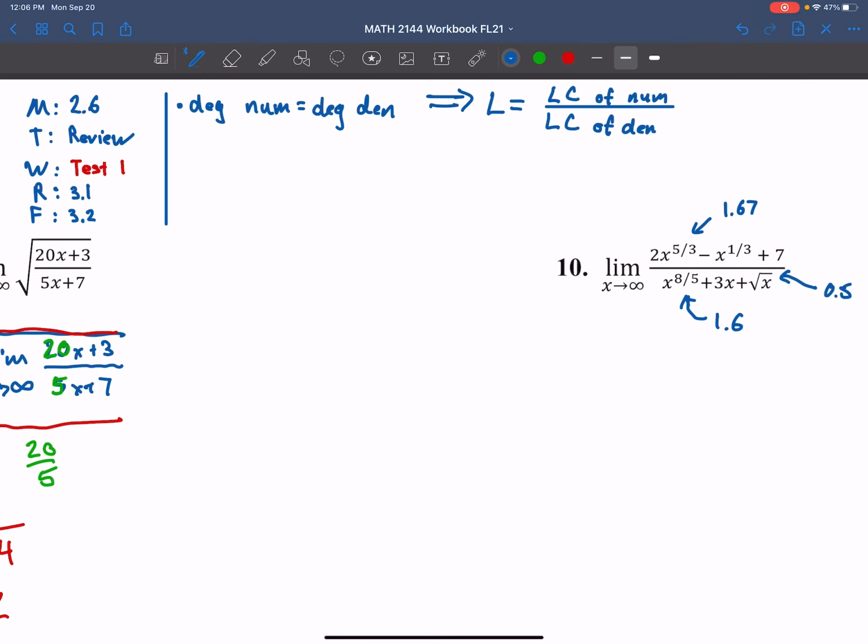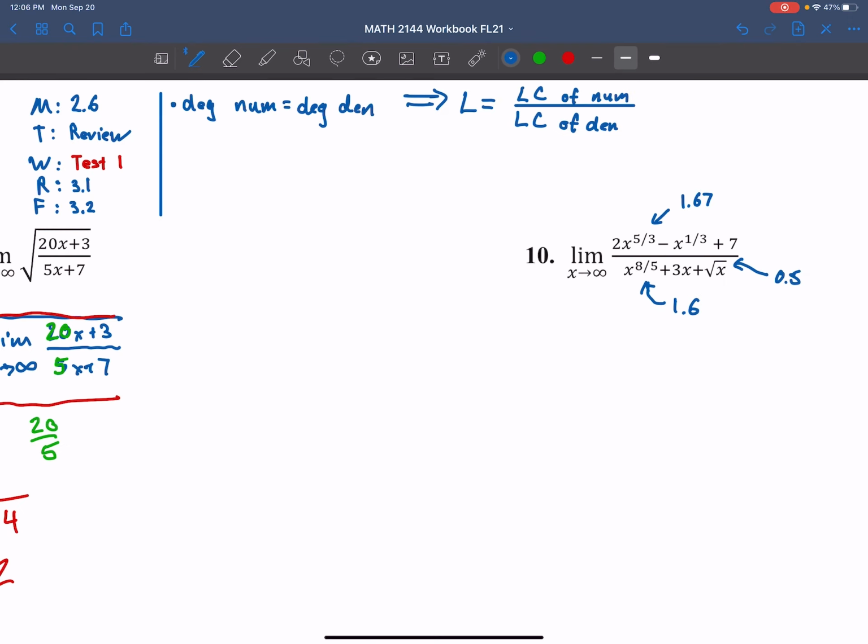Basically, I'm just looking at the degrees, and the fractions may make it a little bit confusing, but don't get thrown off by those. So if we look at this, is the degree of the denominator or numerator larger? The numerator. The degree of the numerator is 1.67, where the highest power of x in the denominator is 0.6. So let's consider this scenario where the degree of the numerator is greater than the degree of the denominator. What was the limit in this case?